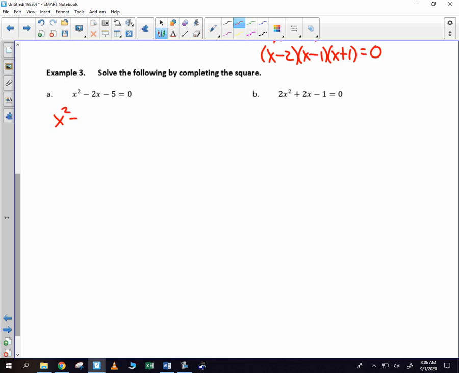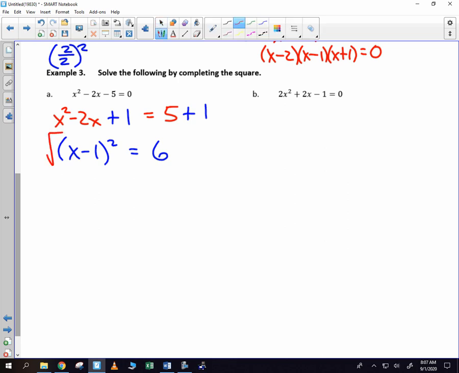So I have x squared minus 2x, and then I add the 5 over to the other side. I have 5. Now I go to complete the square. The way we complete the square is we take the middle number, which is 2, divide it by 2, and then square it, and that will give us 1. So if we add 1 to that side, we add 1 to this side. This factors down now to x minus 1 quantity squared is equal to 6.